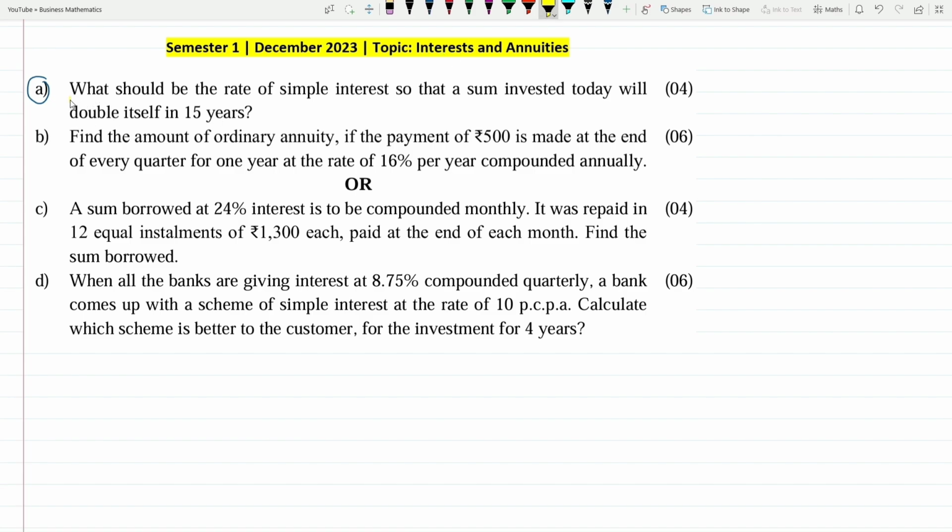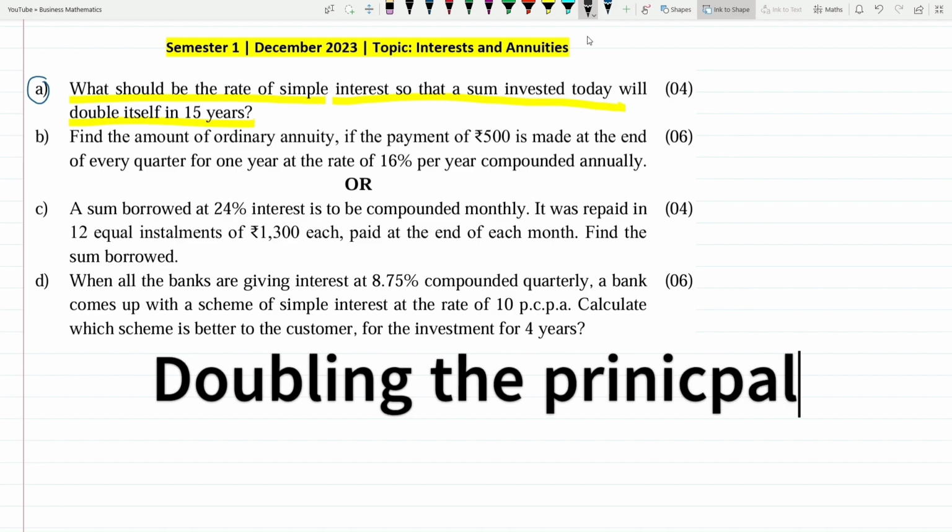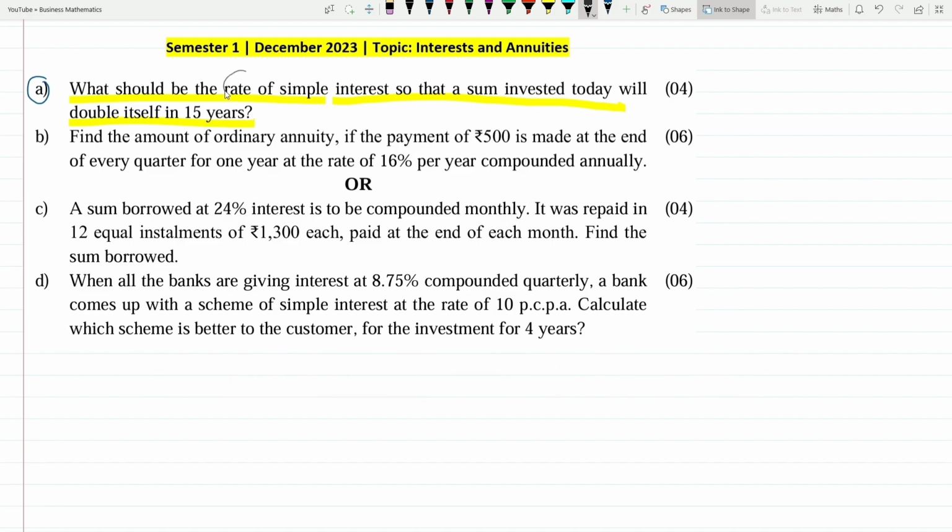Let us read the question first. What should be the rate of simple interest so that a sum invested today will double itself in 15 years? Now, if you see the question, we don't have a lot of detail. This problem is known as the doubling the principal problem. We need to find out the rate of interest at which the sum invested is going to double after 15 years. So, for example, if I have invested rupees, say 1000, then after 15 years, the amount should be 2000.